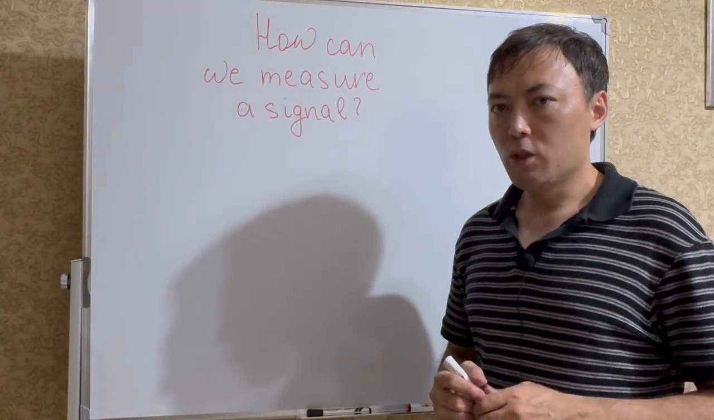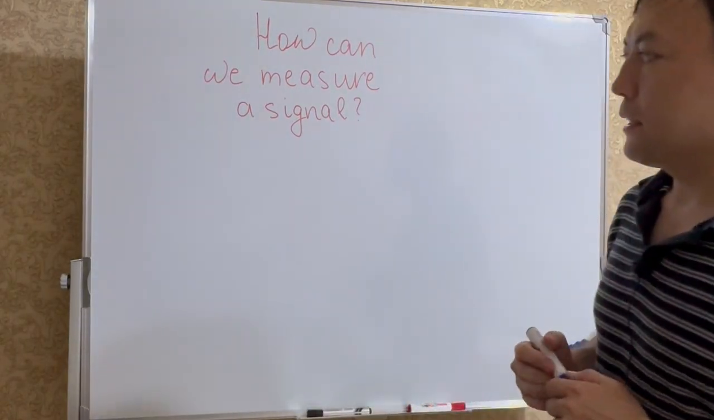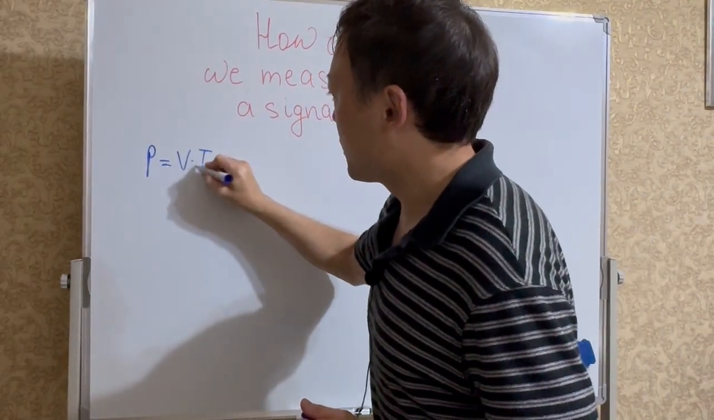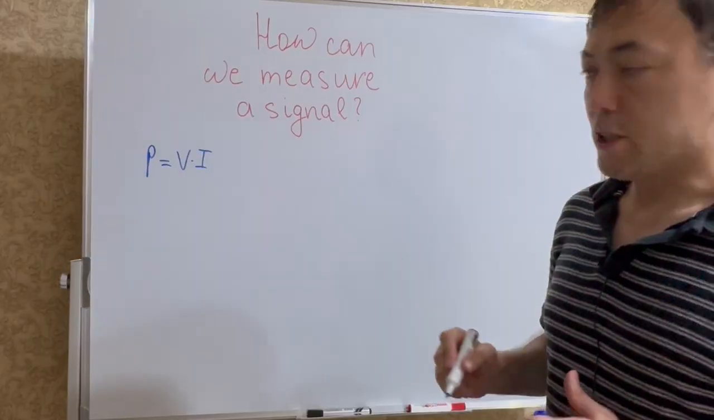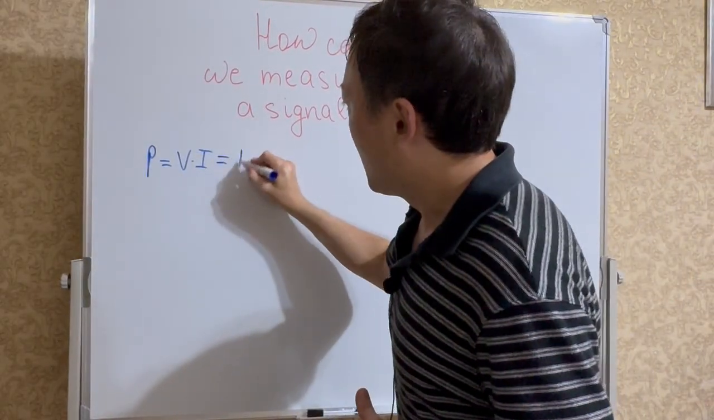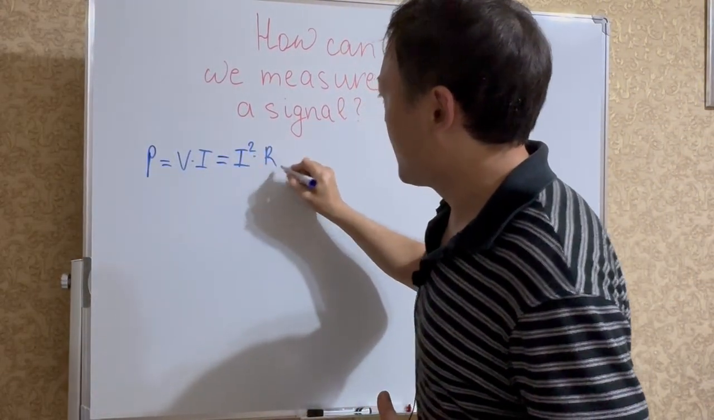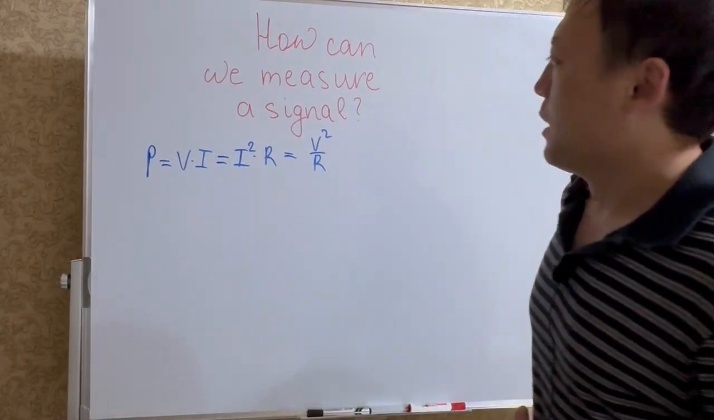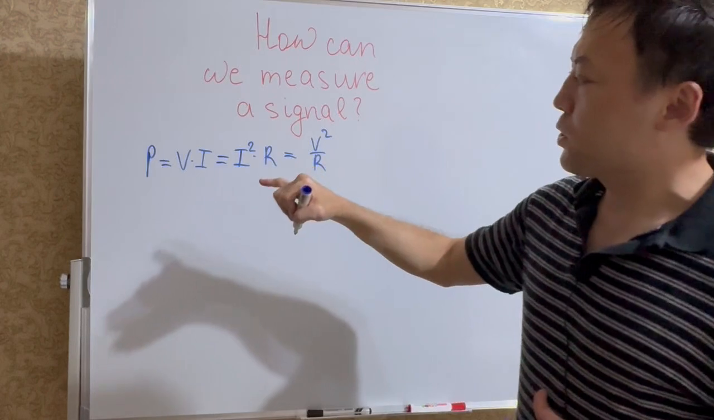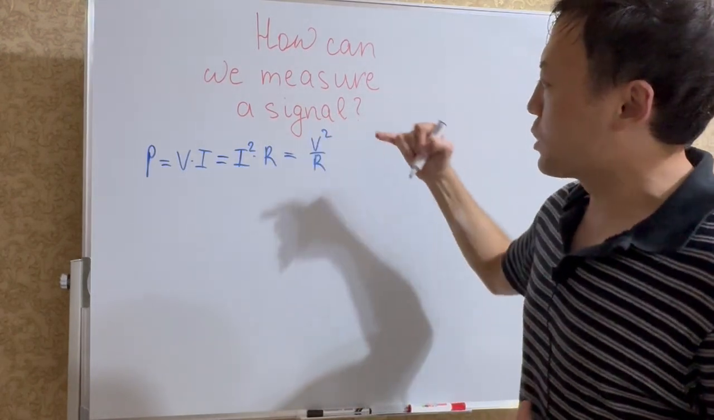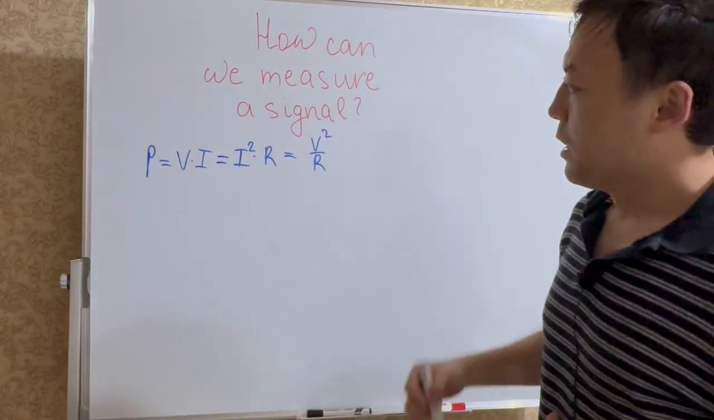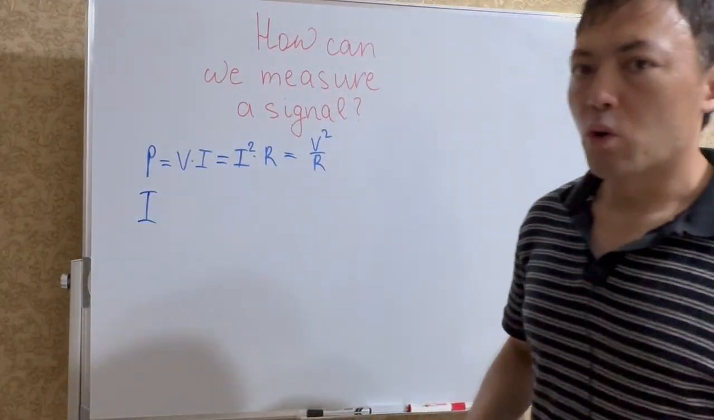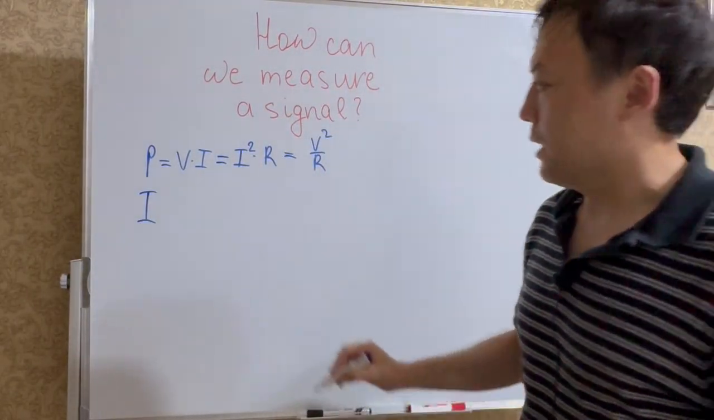From physics, we know that instantaneous electrical power is the product of voltage and current. Or we can rewrite it as current squared times the resistance of the load, or the voltage squared over R. So here we can see that power is proportional to the square value of the current or square value of the voltage. Next example. Intensity of sound wave, or power per unit area.